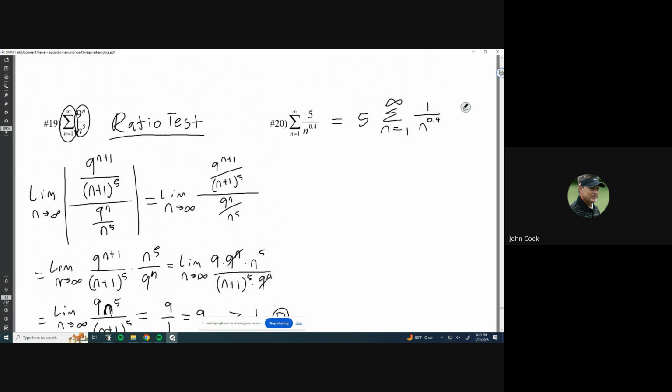Number 20. Oh, this one's just a P series. Why didn't I write that down? I probably even said it's a P series in the video. Didn't write it down. So 1 over n to the 0.4. So since the P value in this case is equal to 0.4, this thing is going to diverge by the P series, because if it's a number between 0 and 1, including 1, it'll diverge. So therefore, the series diverges by the P series test. There we go. So there's number 20.